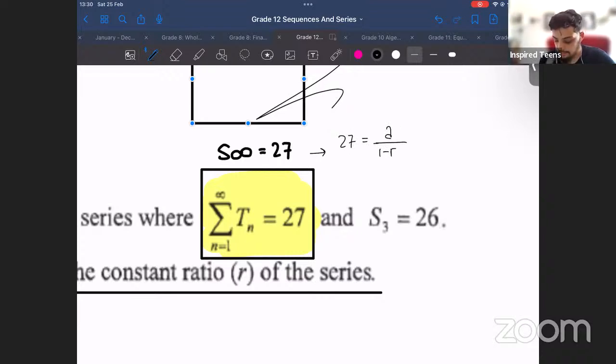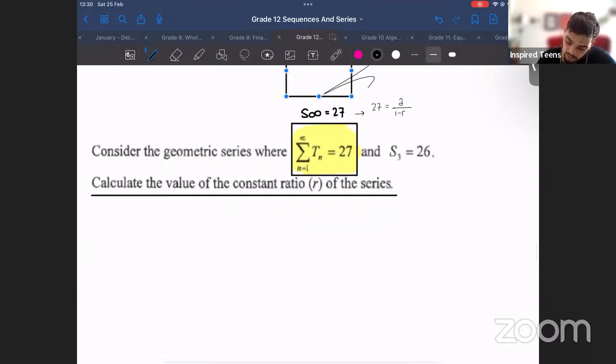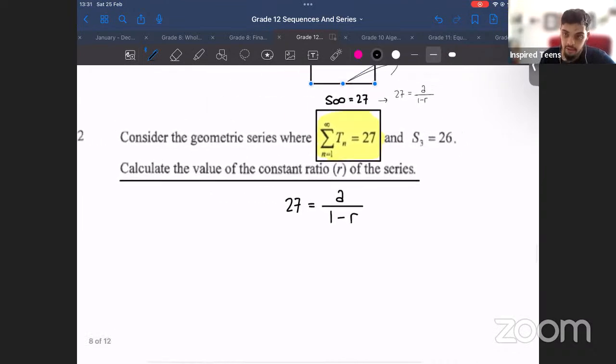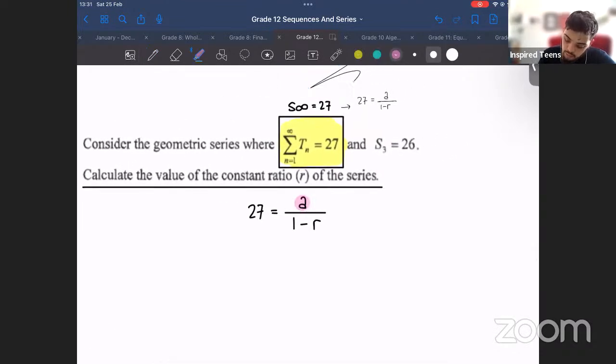Does that make sense? That's what they're telling us. So that's the first equation that we write out: 27 is equal to a over 1 minus r. A little bit of a strange question, but nevertheless. From this bit of information, we notice we don't know a and we don't know r. If we knew a, the first term, we could easily get r, but we don't. So that's all the information we can get from that part.